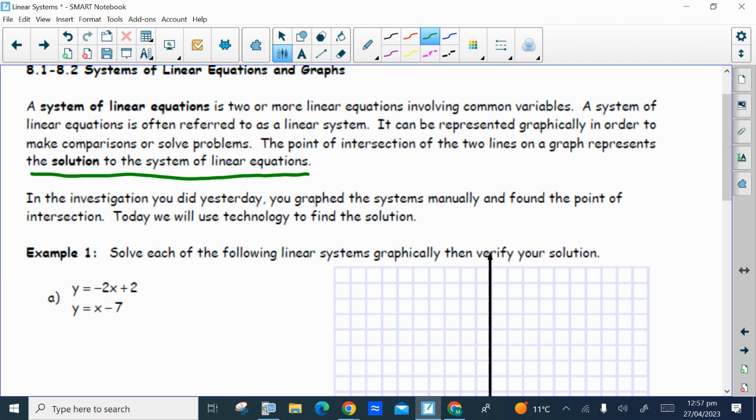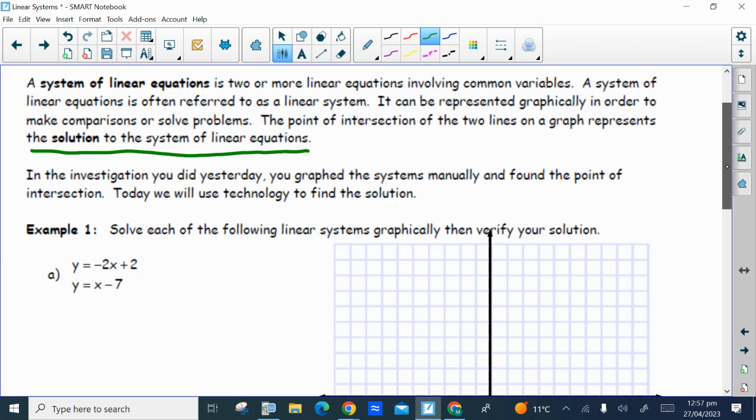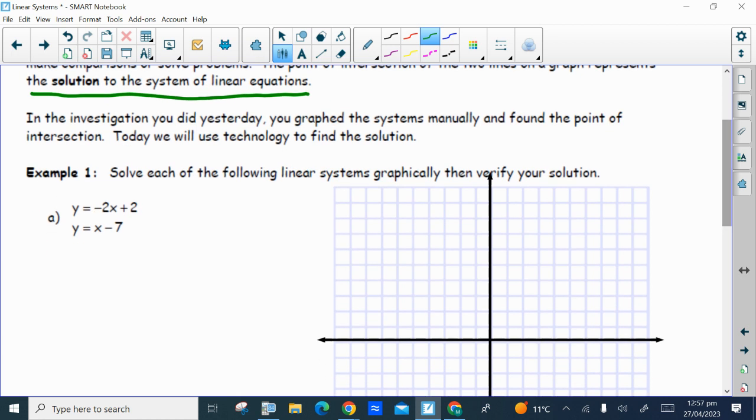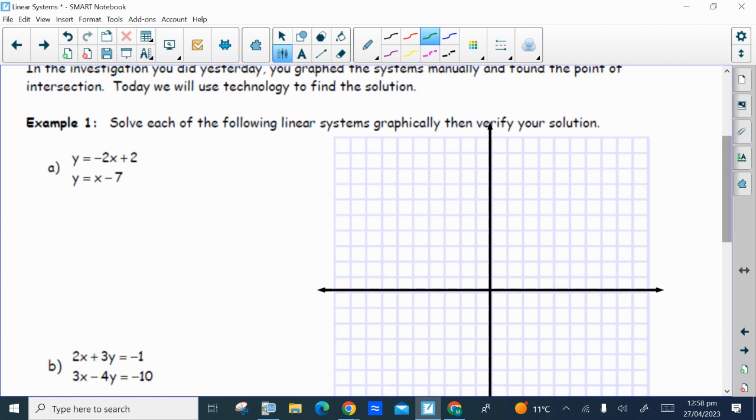So the point of intersection is the solution to a system of equations. So in the investigation we just did, we graphed systems manually and found the point of intersection. We're going to see how we can also use our graphing calculator to check to make sure that we get the right answer. So we want to solve the linear system graphically, then verify, and we'll verify using the calculator.